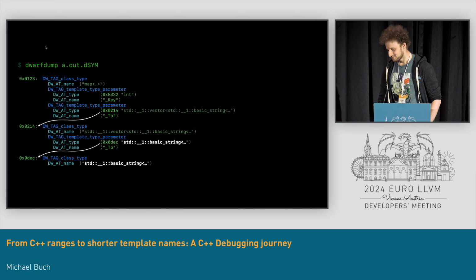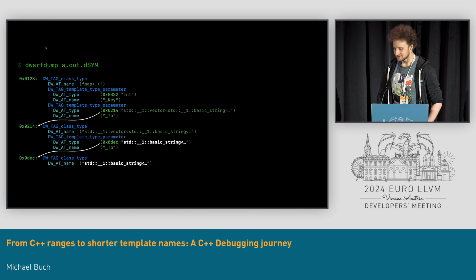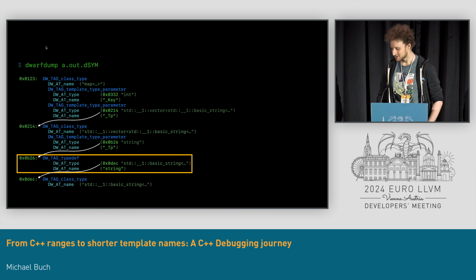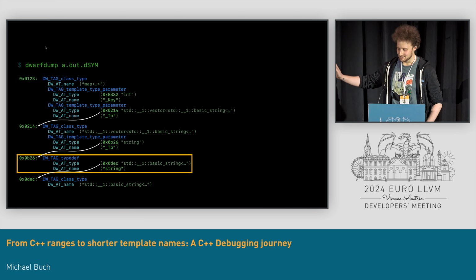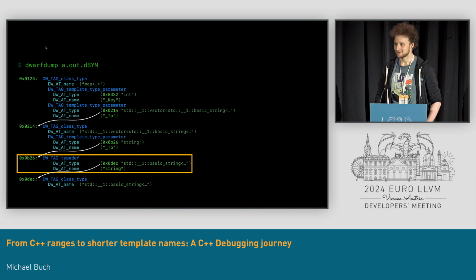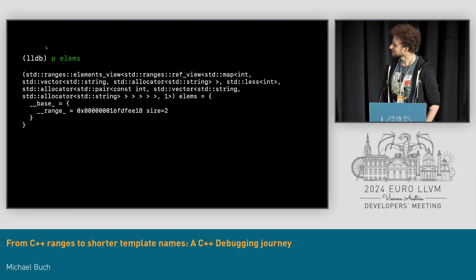What we did to fix that was simply add another level of indirection. We add this typedef in between. So whenever Clang generates DWARF and sees that a type has a preferred name, it will just emit a pointer to that typedef instead. And that fixes all those problems in LLDB without actually making changes to LLDB. So this is what we're left with.